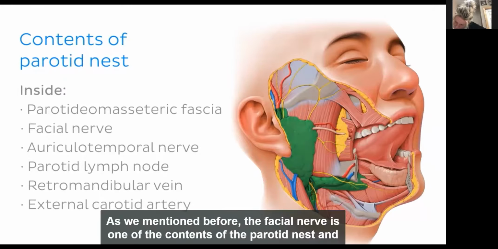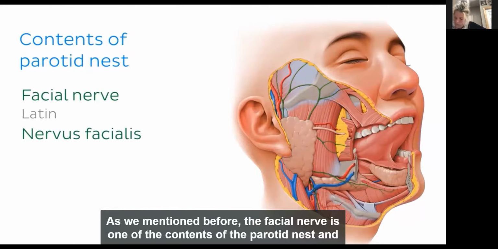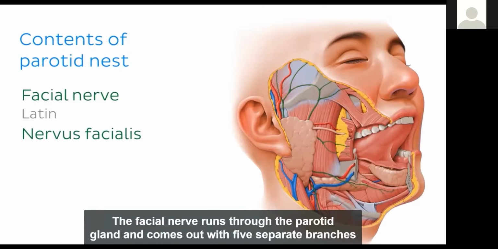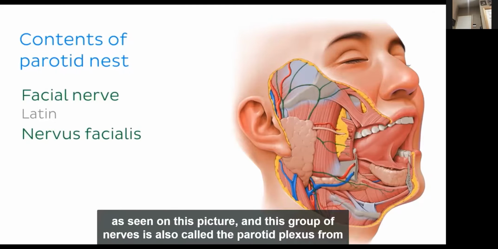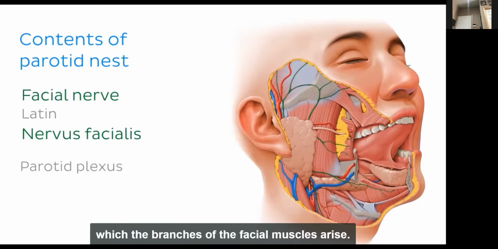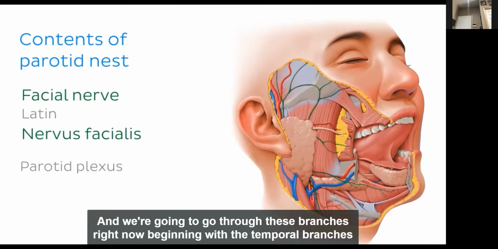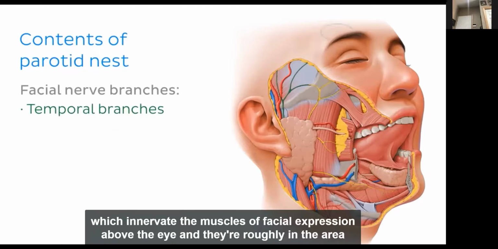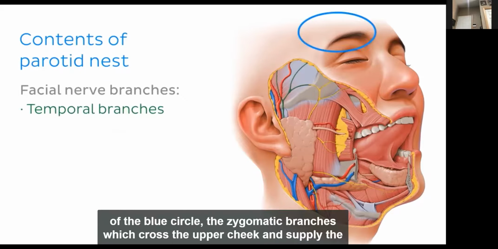As we mentioned before, the facial nerve is one of the contents of the parotid nest and is in close contact with the parotid gland. Now, the facial nerve runs through the parotid gland and comes out with 5 separate branches, as seen on this picture. And this group of nerves is also called the parotid plexus, from which the branches of the facial muscles arise. And we're going to go through these branches right now, beginning with the temporal branches, which innervate the muscles of facial expression above the eye, and are roughly in the area of the blue circle.